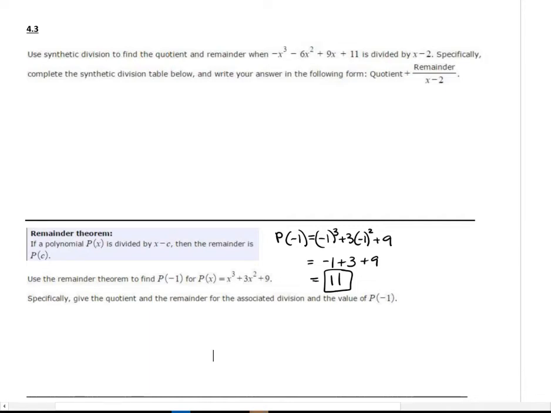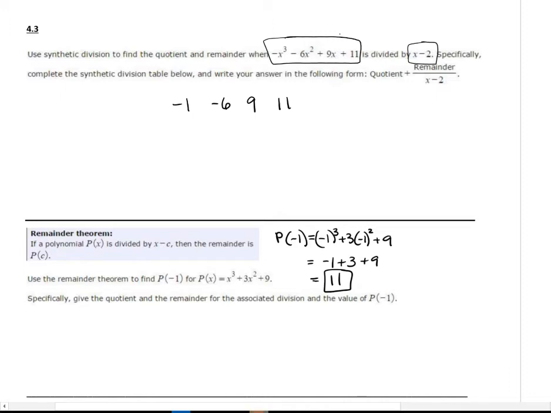Now let's learn how to use synthetic division. We're going to take this polynomial and divide it by this binomial. In synthetic division, you take your polynomial and list each coefficient separately. Notice that it's in descending order, and I don't have any missing terms. I have negative 1x cubed, negative 6x squared, 9x, and 11 is my constant. If I had any terms missing, then I'd need a 0 for the coefficient.